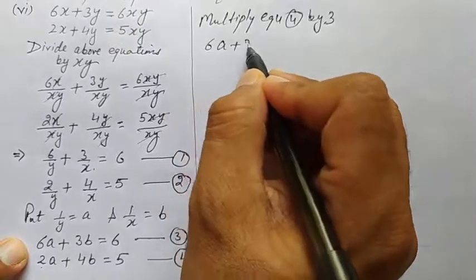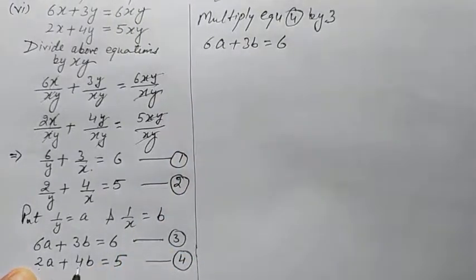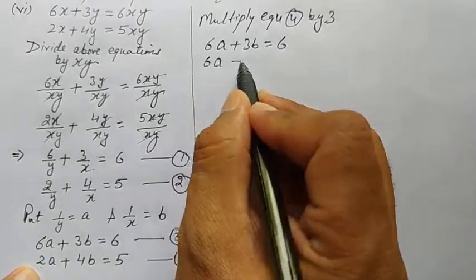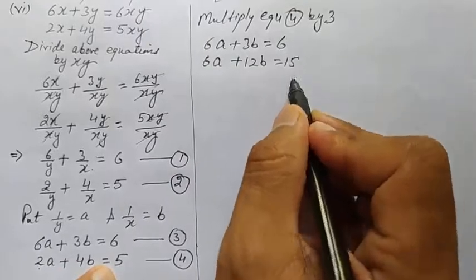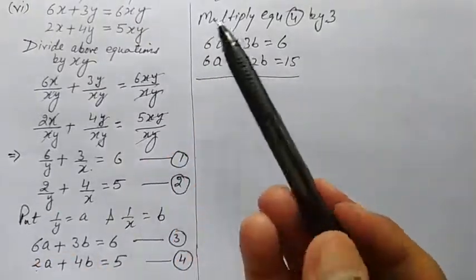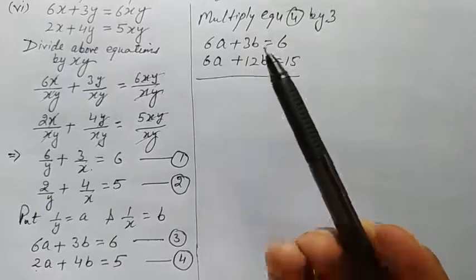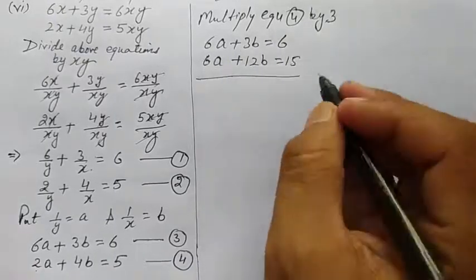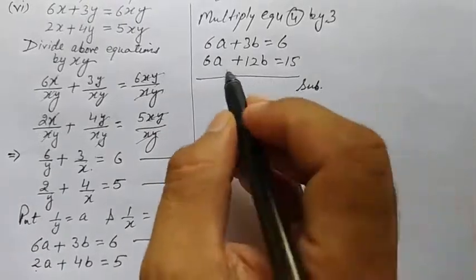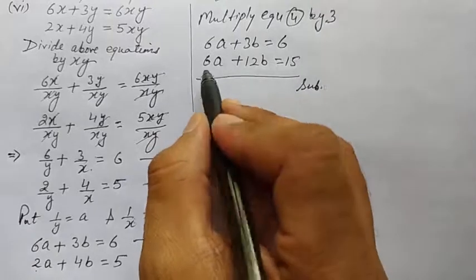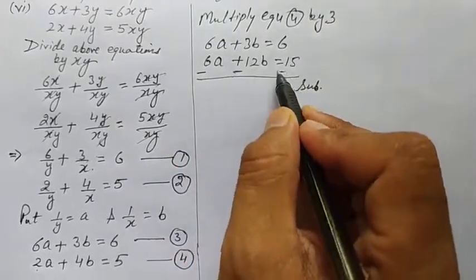So 6a plus 3b is equal to 6. We multiply this equation by 3: 2 3s are 6a plus 4 3s are 12b, and 5 3s are 15. Now if you see here, the coefficient of a is the same and their signs are also the same. If signs are the same, we subtract the equations because we need different signs. In subtraction, the signs change: plus 6 becomes minus 6, plus 12 becomes minus 12, plus 15 becomes minus 15.